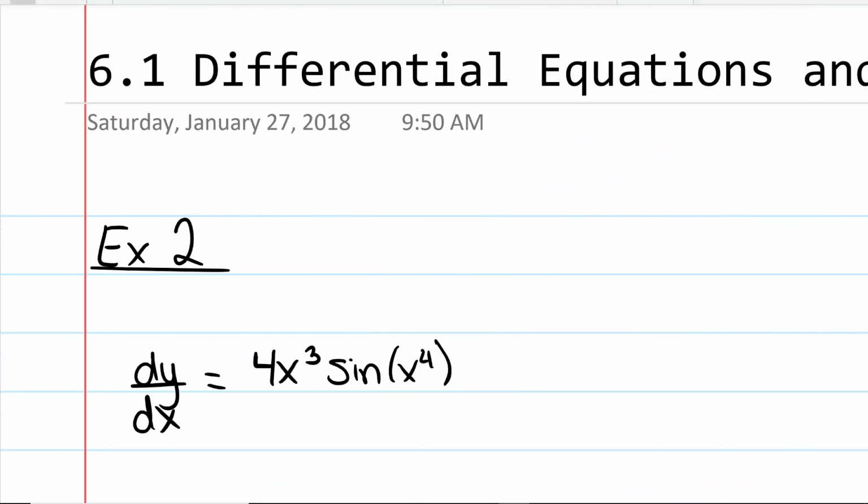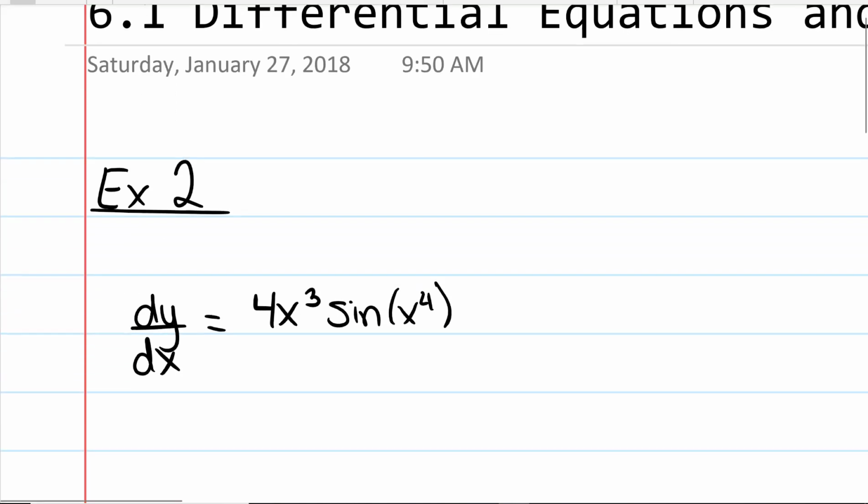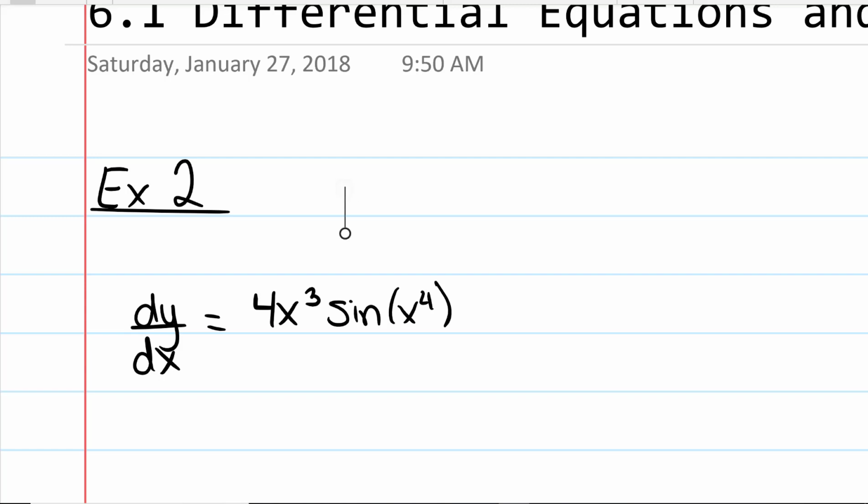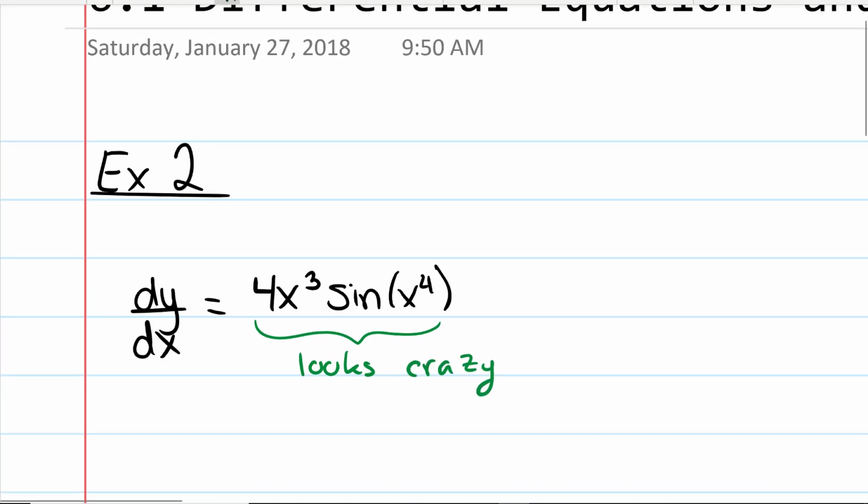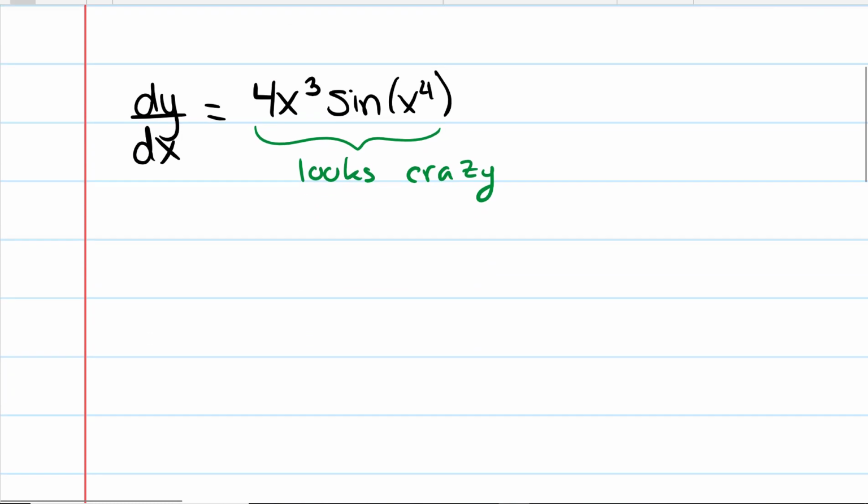6.1 Example 2. In Example 2, we're going to take dy/dx equal to 4x cubed times sine x to the fourth, and we're going to find the general solution to this derivative. First off, I want to point out that this derivative looks crazy. This looks difficult, but it's actually not that bad. So the first step is we're going to rewrite the problem so we have a little bit of space.